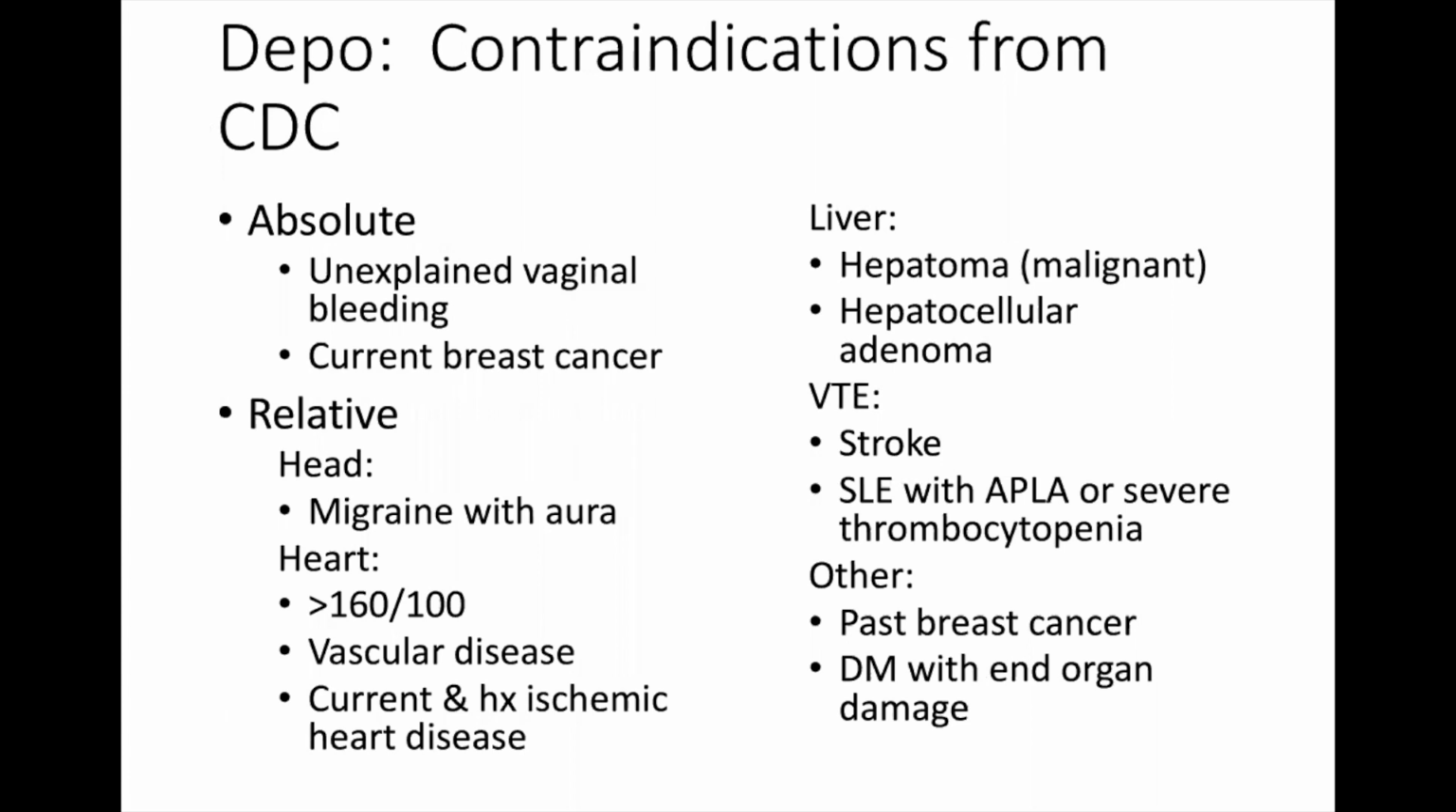Contraindications, so we have the absolute, as we said: unexplained vaginal bleeding, current breast cancer. Relative: migraine with aura, uncontrolled hypertension, vascular disease, history of ischemic heart disease, hepatocellular adenoma, VTEs, SLE with antiphospholipid or severe thrombocytopenia, past breast history, diabetes with end organ damage.